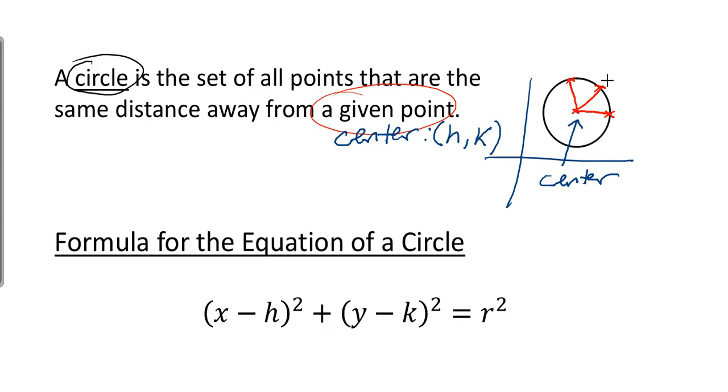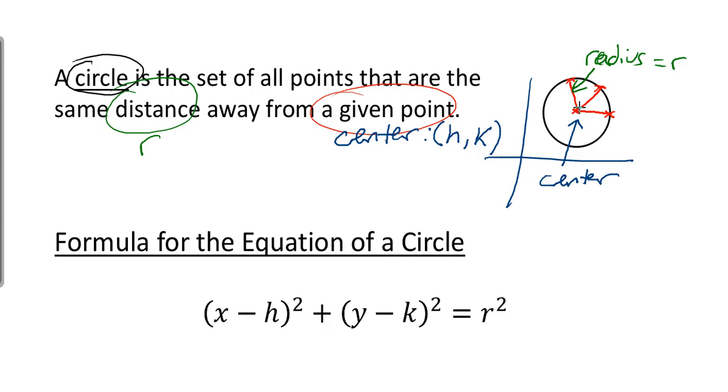The distance that these points are away from the center also has a special name that you might be familiar with. It's called the radius, right? So whatever this distance is, it's called the radius of the circle, which is often just abbreviated r. So this distance that we're referring to in the definition is the radius.